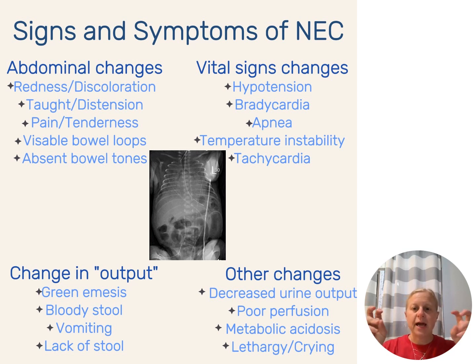I always like to talk about output, like what are our babies doing? What are they giving to us? And that usually comes in one of two areas. So green emesis and vomiting, which I like to differentiate between a little spitty baby and a baby who is vomiting. We all know what we do when we don't feel good or when we need to get something out of us. We are vomiting.